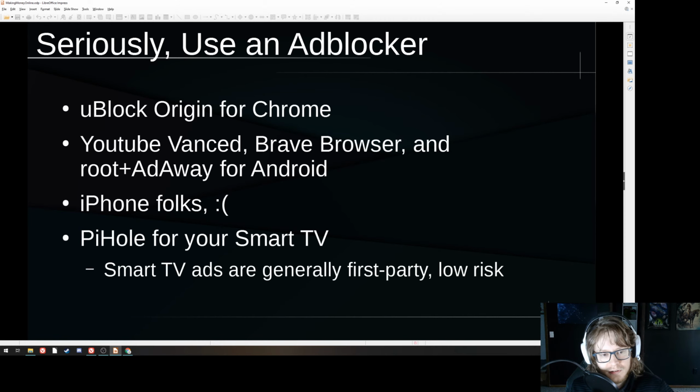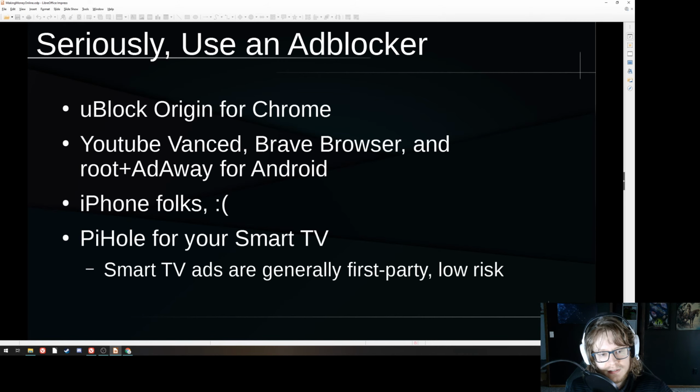Yeah, iPhone folks, you don't have a ton of options for ad blockers. Again, you can probably install Firefox with the uBlock extension for your browsing, but you don't have really any options to block ads inside of your apps and in YouTube unless you either pay or jailbreak your phone, which is pretty difficult for you iPhone people.